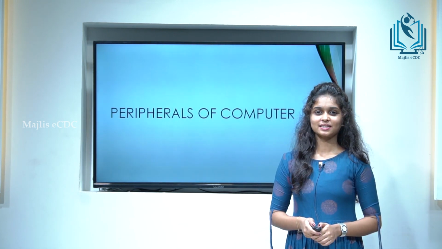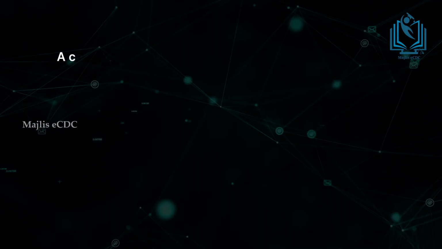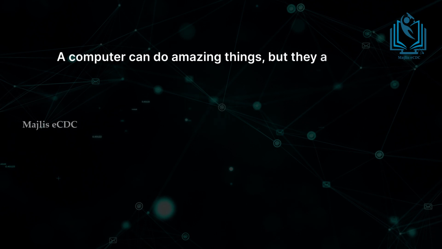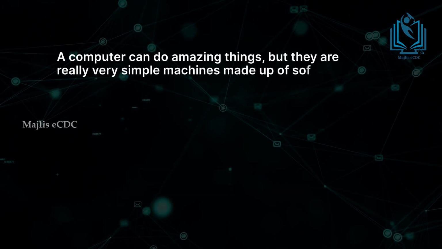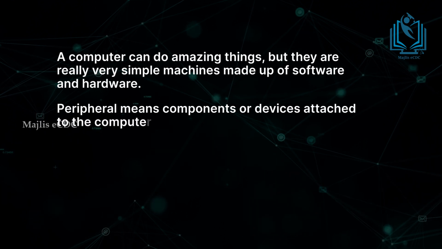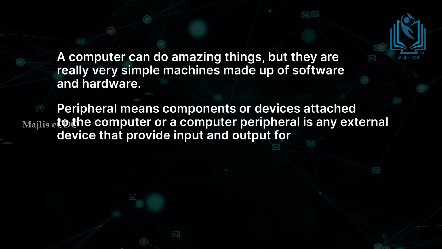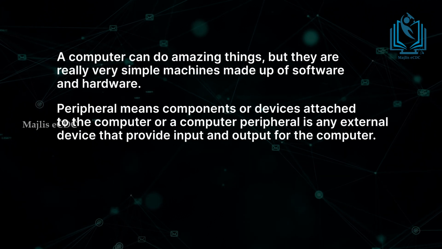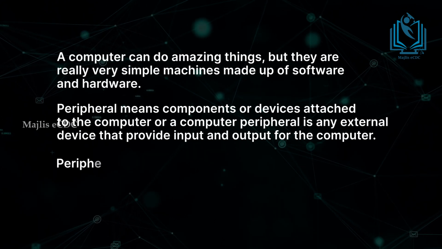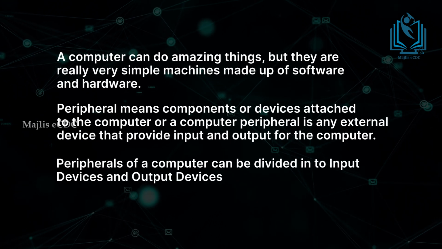Here I am going to discuss peripherals of a computer. A computer can do amazing things, but it is really a very simple machine made up of software and hardware. Peripheral means components or devices attached to the computer. A computer peripheral is any external device that provides input and output for the computer. Peripherals of a computer can be divided into input devices and output devices.